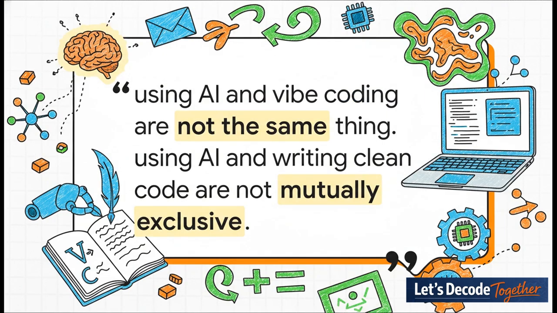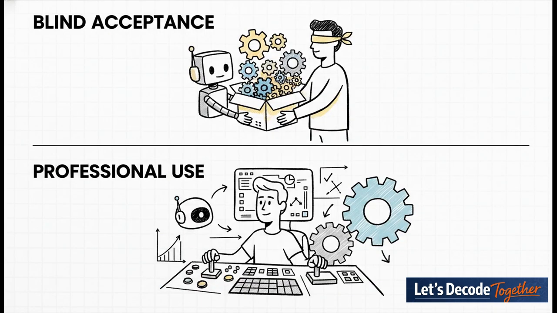But if you go look at what actual experienced developers are saying, for instance, on places like Reddit, they'll tell you that's just not true. It's a false choice. Using AI and writing clean code are not mutually exclusive. You can and should do both. And here's the real difference.